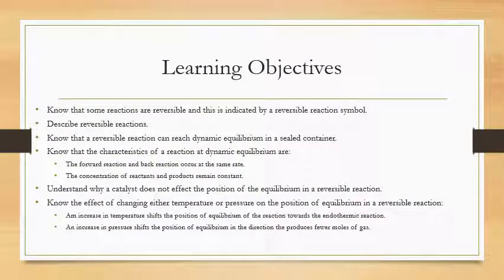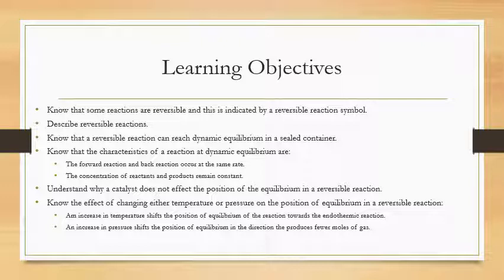So these are the learning objectives. You're going to have to know that some reactions are reversible and how we indicate that. Describe some reversible reactions. I'm going to give you two examples, which are copper sulfate and ammonium chloride. Know that a reversible reaction can reach dynamic equilibrium, so we're going to find out what dynamic equilibrium is. Know the characteristics of a reaction when they are dynamic, and again we'll go through that in detail.